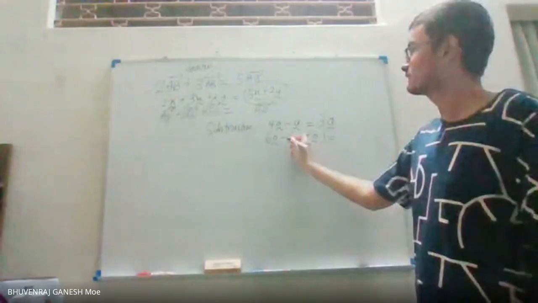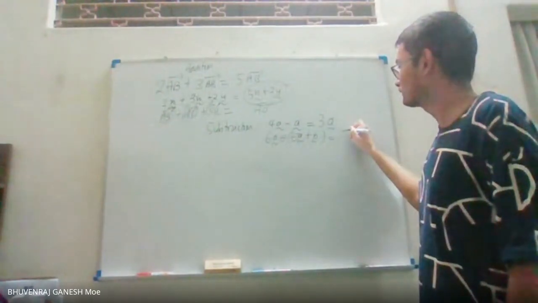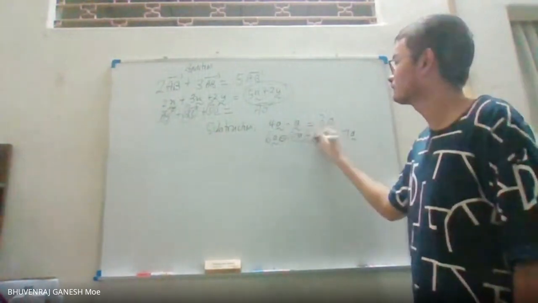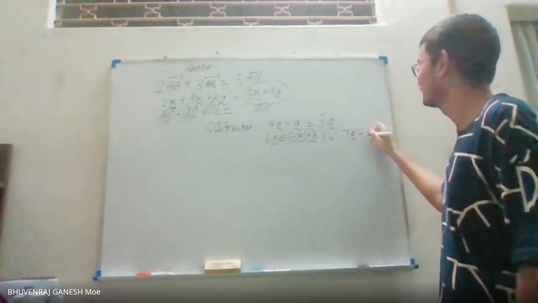Careful, wrong. This one is negative, negative. What will you do? 7a plus b. Wait, 7. This one is minus and plus. There is negative minus b. Yeah, correct. So remember your basic operation.